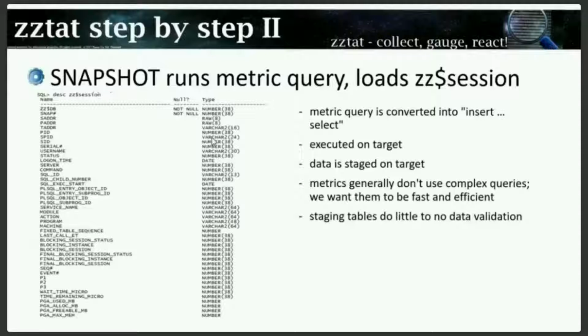So on the target databases, we have these bare-bone tables like we see in this example, the $CC session table, which are optimized for just high throughput inserts. So they don't do any data validations. They have basically no constraints on them, no indexes. They're really just bare bones to store one result set or many result sets, but in bulk.